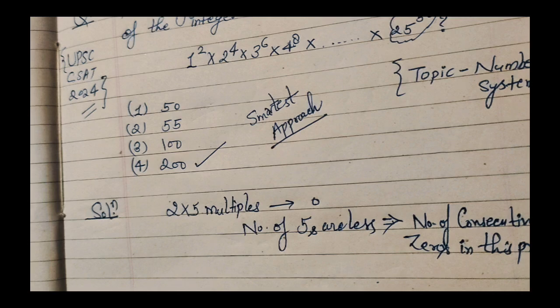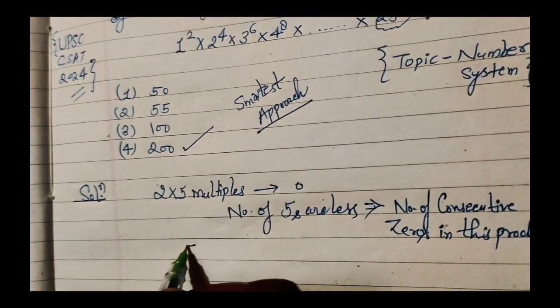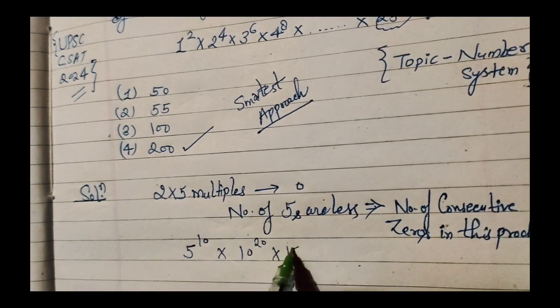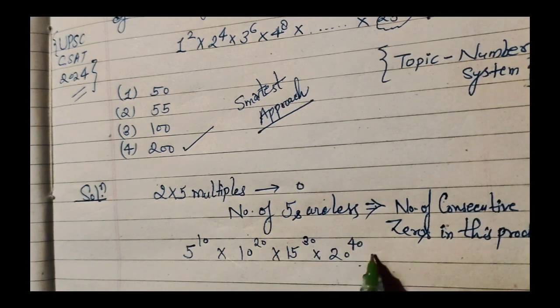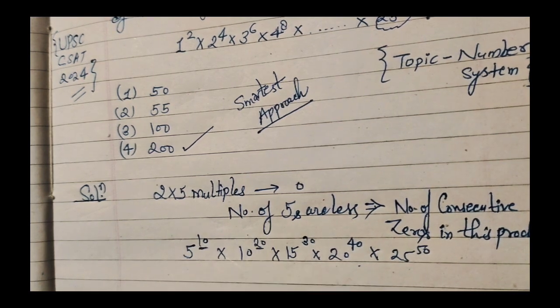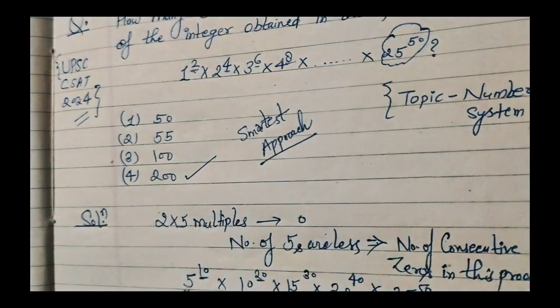So where can I get the number of 5s? I can get the number of 5s in 5 to the power 10, in 10 to the power 20, in 15 to the power 30, also in 20 to the power 40, also in 25 to the power 50, right? So the number of zeros, or I should say the number of 5s, will be over here. Why have I written 5 to the power 10, 10 to the power 20? Because I can see the powers are doubling every time. So if I write 5 over here, the power will be double, 10.